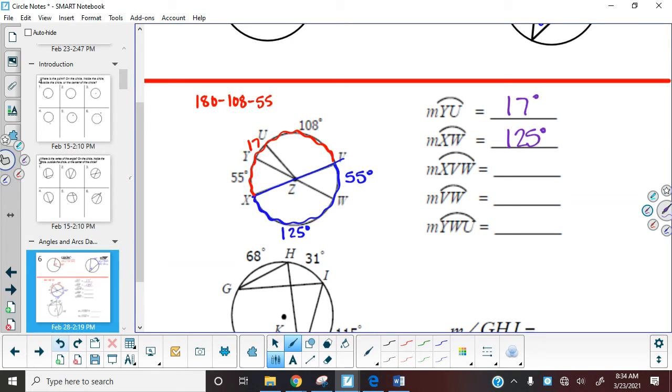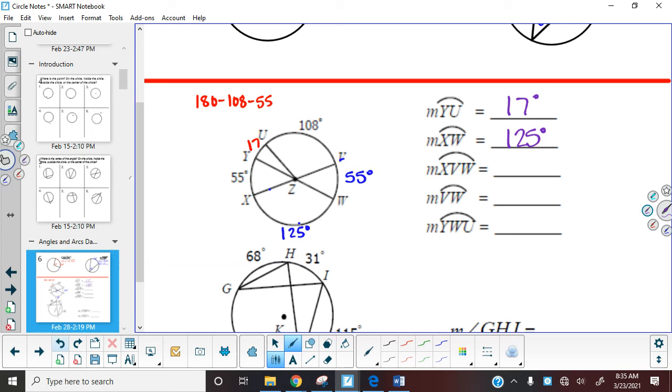If I look at XVW, notice that this is named with 3 letters. That means we're going to have to go over the majority of the circle, or over 180 degrees. That's considered a major arc. You start at X, you go through V, and you end at W. So that one, we look at this. Actually, let's do a favor and erase the stuff here on the inside just to help us see this a little bit better.